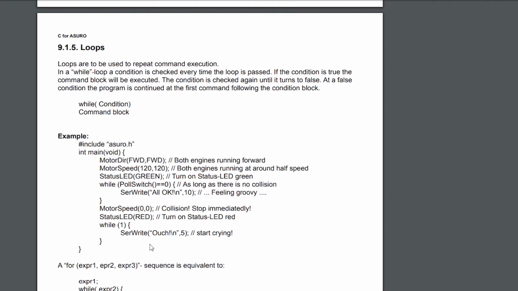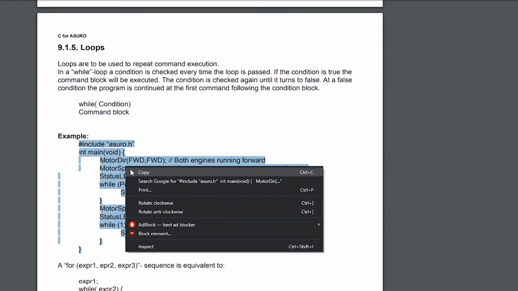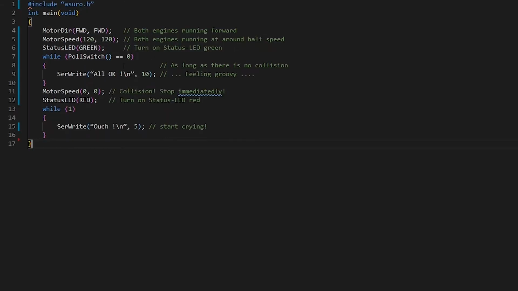So we're continuing through the Asuro manual. Now that we've covered some of the motor functions, we're on to page 61 of the Asuro manual, and we come up to this example code here. Copy and paste it into our code. We need to clean it up a bit.